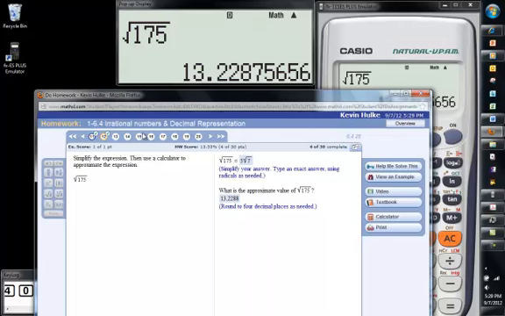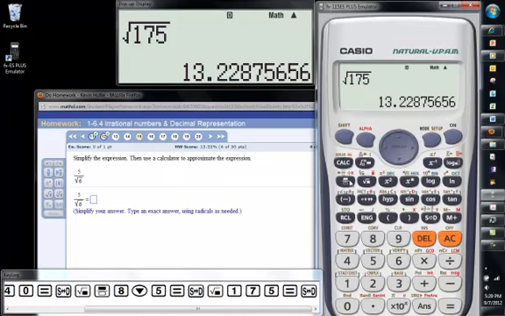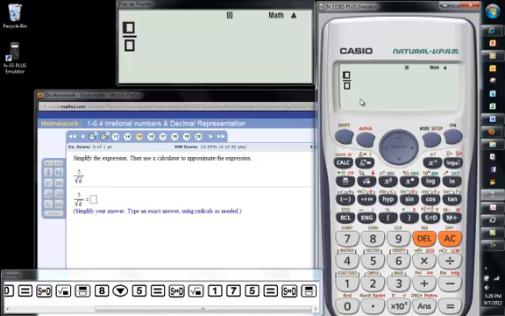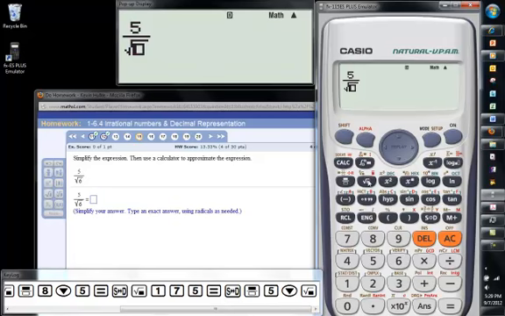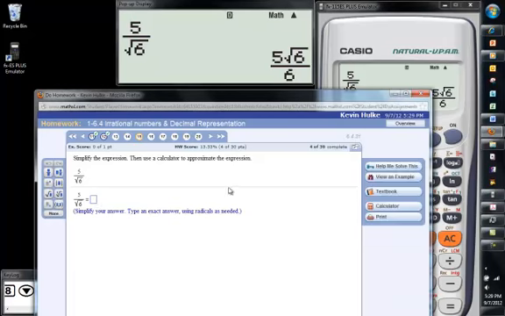Finally, our calculator can rationalize the denominator. If we have a problem like this, where we have 5 over the square root of 6, notice how I entered it on the calculator. I pressed the fraction key first, then the square root. It writes it as the fraction 5 square root of 6 over 6.